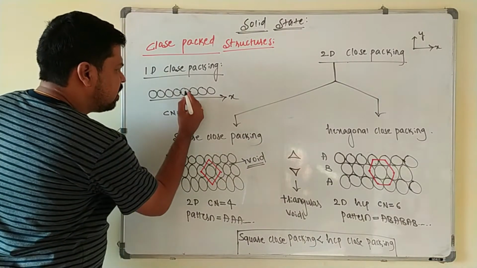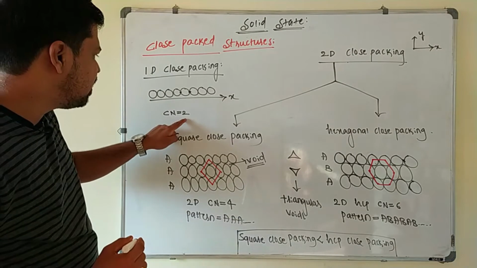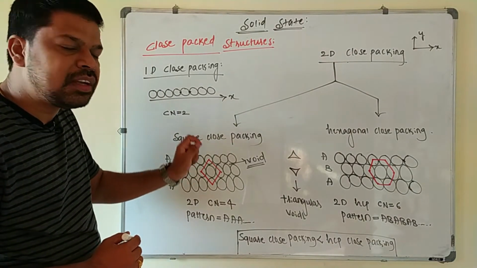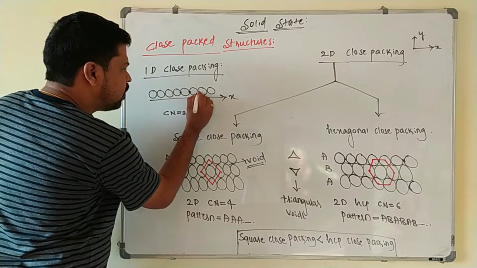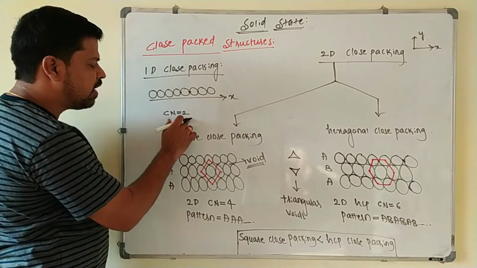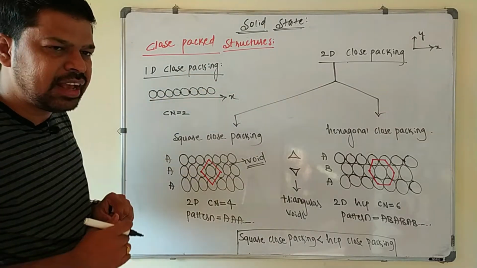Here you can see each sphere is in touch with two other spheres. So its coordination number is taken as what? 2. The coordination number is the number of spheres that are in touch with a particular sphere. So each sphere is in touch with two other spheres. That's why in one dimensional close packing the coordination number is 2. So they are arranged only in one direction. You can take X here.